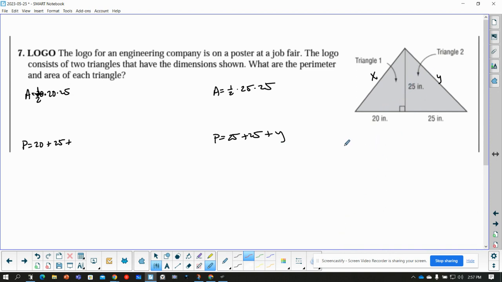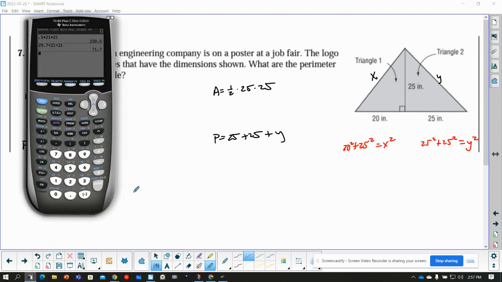See the first one. 20 squared plus 25 squared equals x squared. And I'm just going to save myself some time. I'm going to write this other one right here. 25 squared plus 25 squared equals that y squared. So I'm going to do both of these. Well, not technically at the same time, but in conjunction with each other. All right, so here we go.